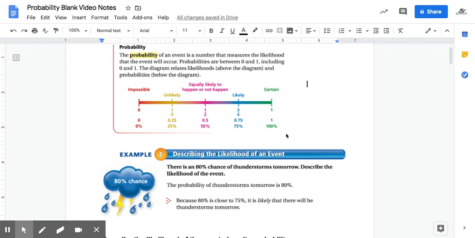Example 1 says there's an 80% chance of thunderstorms tomorrow. Describe the likelihood of this event. Well, 80%, if we look at our probability scale, is going to come right after 75%. And 75% we know is likely to occur. Since 80% is close to 75%, we are going to say that it is likely to thunderstorm tomorrow.